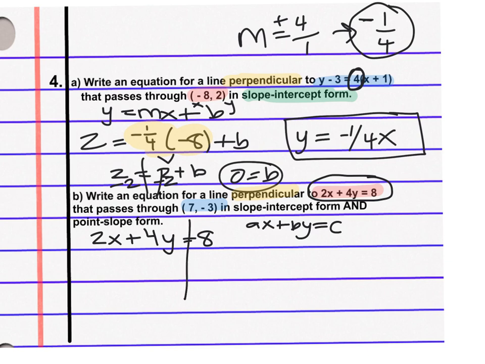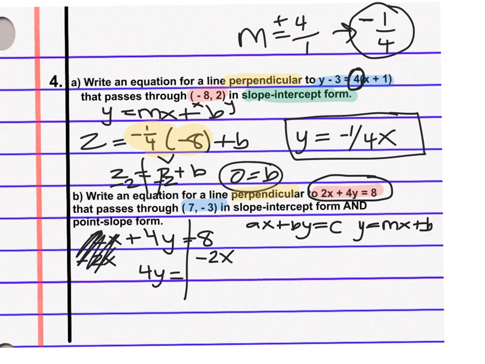To do that, I want to get it into y equals mx plus b form, so I want y by itself on the left. First I'm going to move the x. It's a positive 2x, so the opposite of adding is subtracting. I'm going to subtract 2x from each side. So 2x minus 2x is 0, I'll cross those off, and I bring down my 4y.